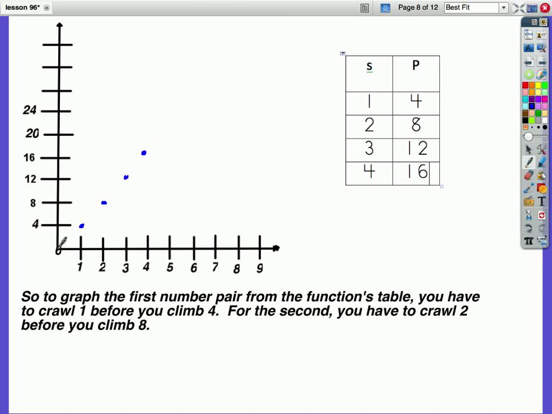Now, if I connect the dots, I need to keep going, it should make a straight line. If it doesn't make a straight line, you did something wrong. Okay. So if I use my line tool, I can make it a perfectly straight line. But these functions, they should come out as a straight line.